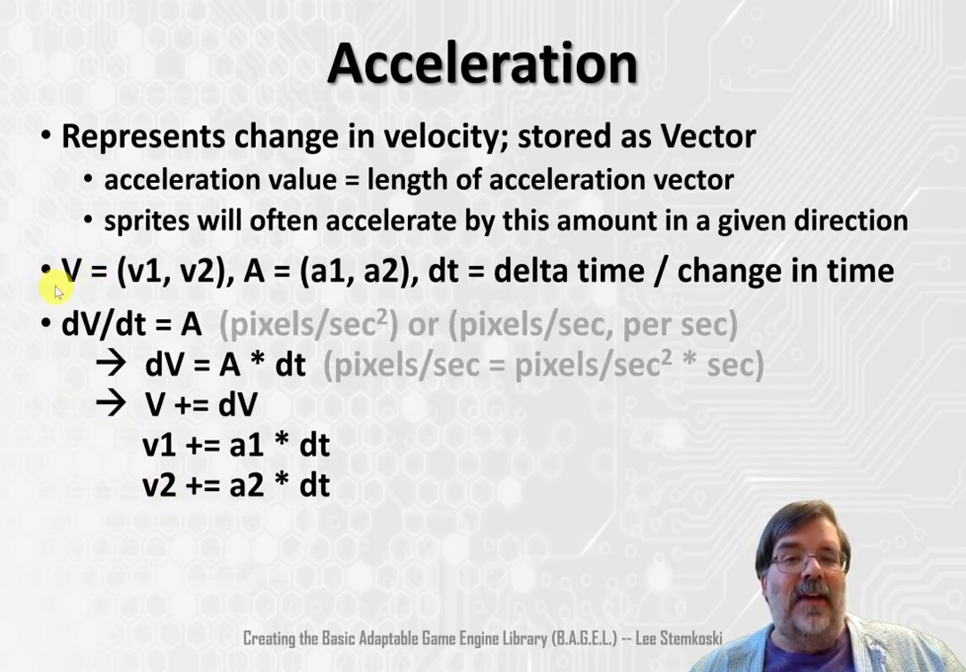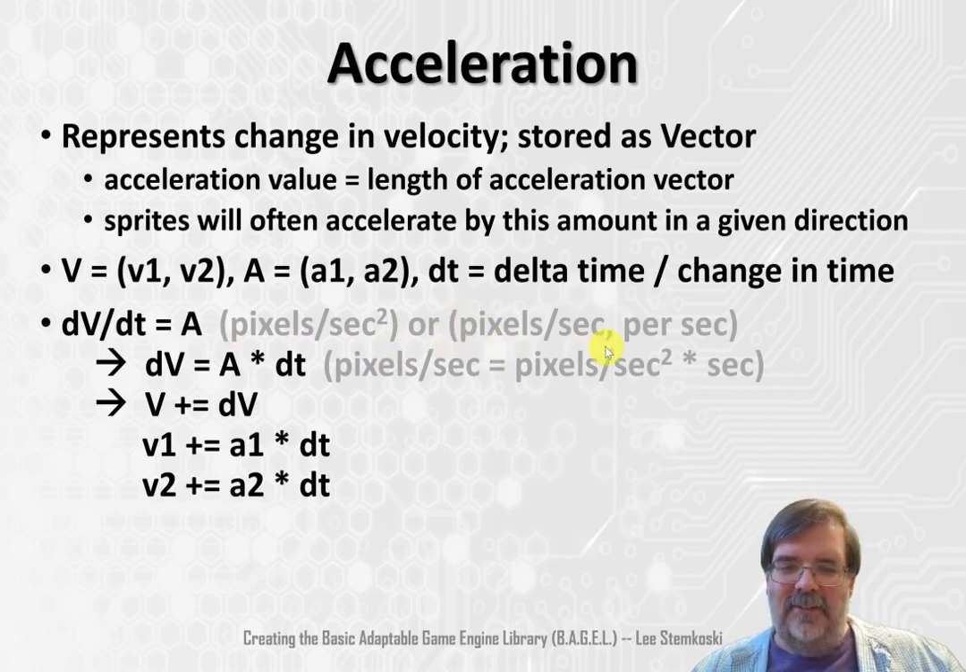To calculate the effect of acceleration on velocity, assuming v represents velocity, the vector with components v1, v2, and a represents acceleration, the vector with components a1 and a2, well, change in velocity over time is precisely acceleration. That's how we're defining acceleration. The units for acceleration, in our case, will be pixels per second squared, or in other words, pixels per second per second.